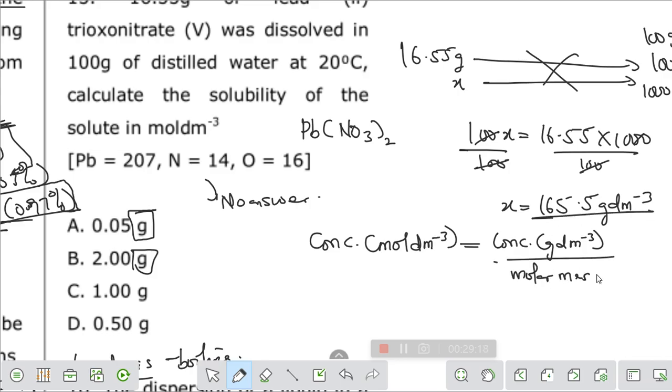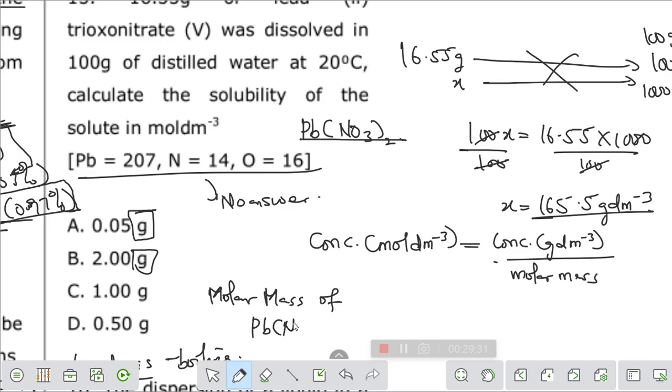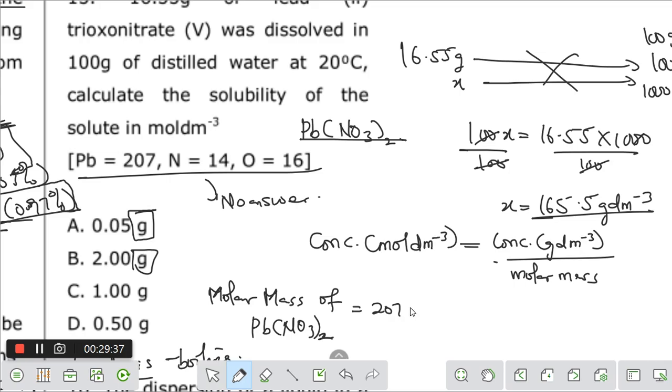And what is the molar mass? So molar mass means they've already given us all the values. You just find the molar mass of this compound. So molar mass of Pb(NO3)2 will now be 207 plus, don't forget there is bracket 2 here. So you begin with 2, right? Then what's the molar mass of nitrogen? 14. Molar mass of oxygen 16 times 3, like that.